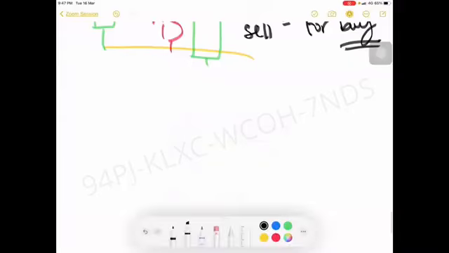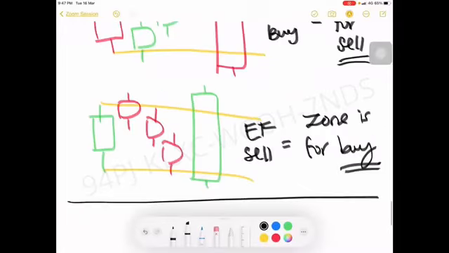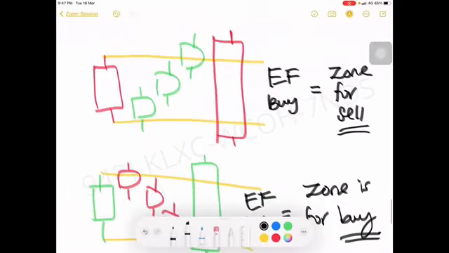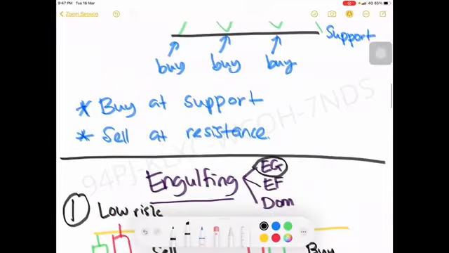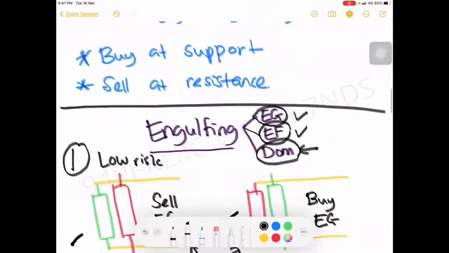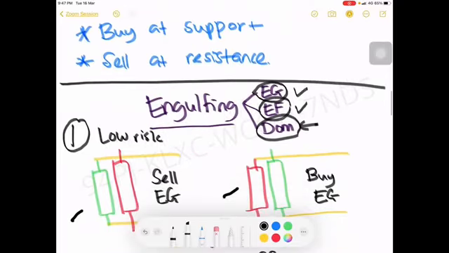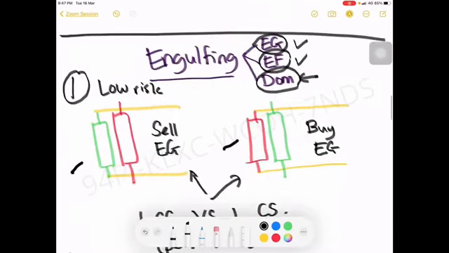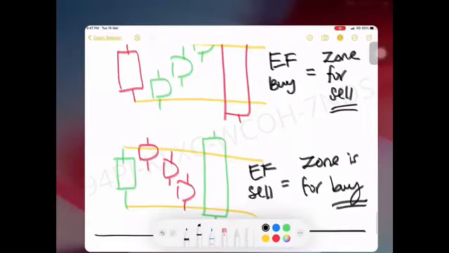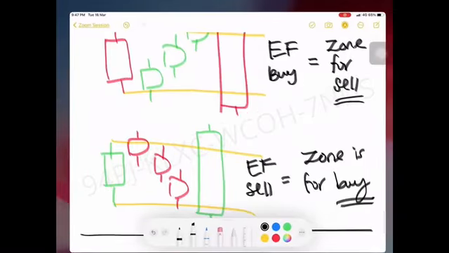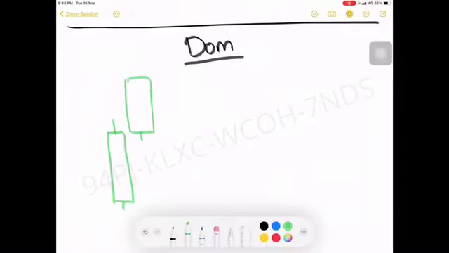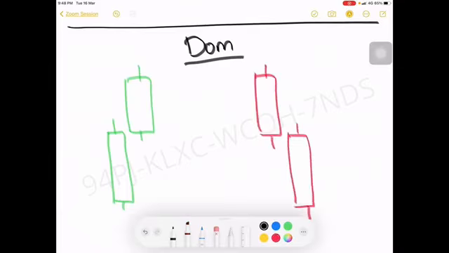So the next one that we are going to learn. Now we have learned about the engulfing, the EF. Now we are going to learn about this, the DOM. DOM looks like this, and also something like this. Why are we looking for DOM?